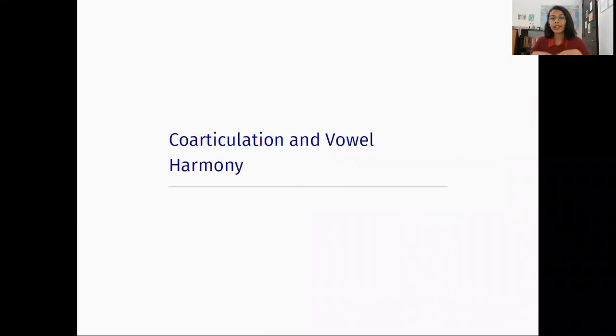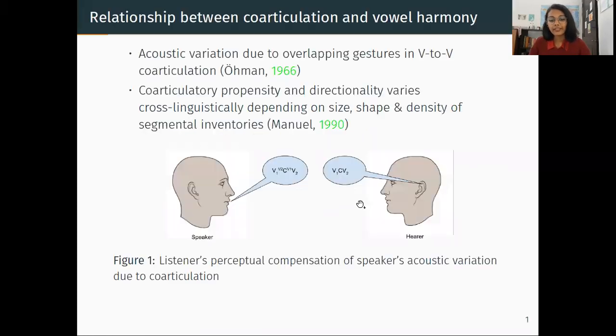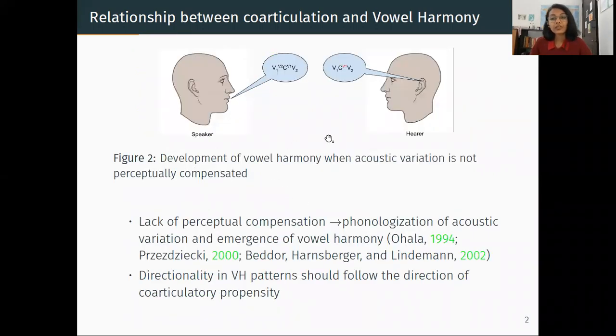While we speak, our articulatory gestures overlap, which causes acoustic variation. In a VCV sequence, the features of each vowel affect the production of the other. So on the perception end, the listener must compensate for this in order to maintain salience in these categories. But when this does not happen, the variation gets phonologized, and this leads to vowel harmony.